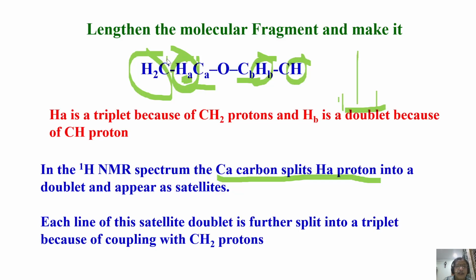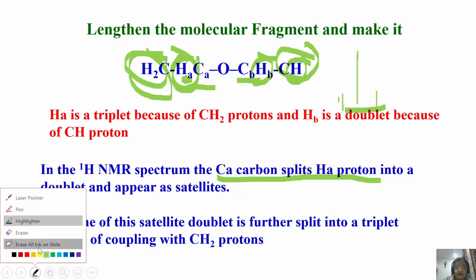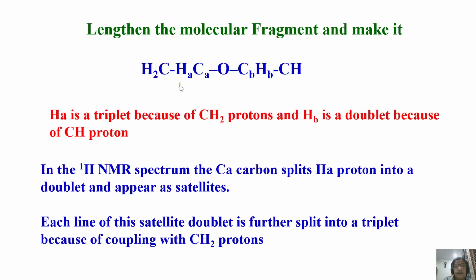We have lengthened the molecule. We have brought in CH2 here and CH group here. Now what is going to happen for the satellite spectrum because of this group? We know we have already analyzed spectrum of satellites long back. I hope you remember. Now each line of this doublet, which are satellites, are further split into triplet because of coupling with two equivalent protons.